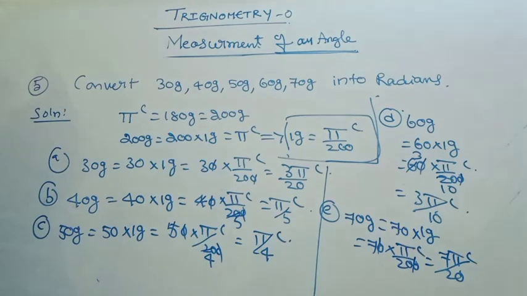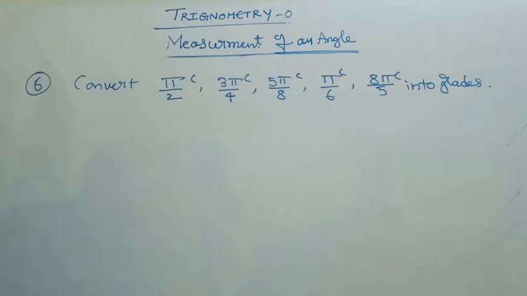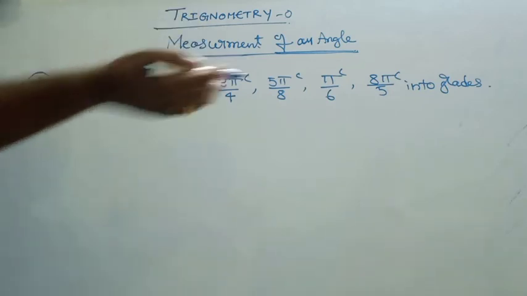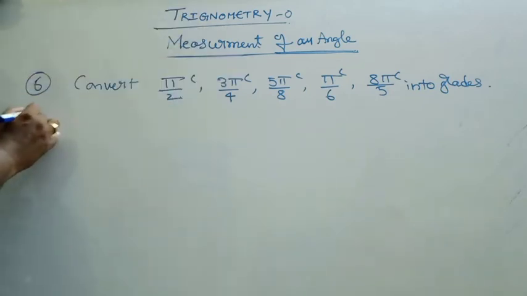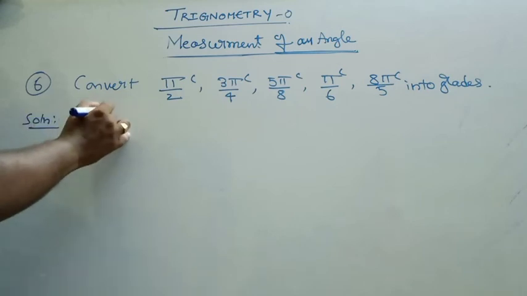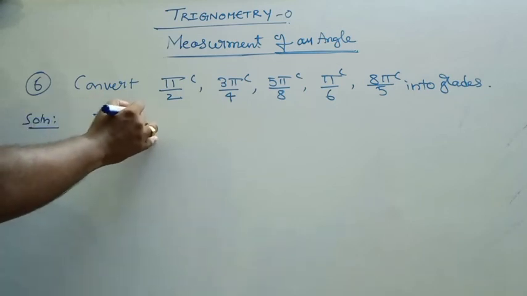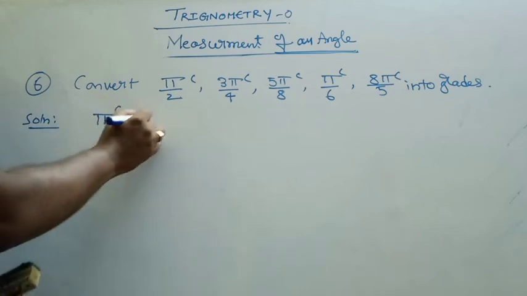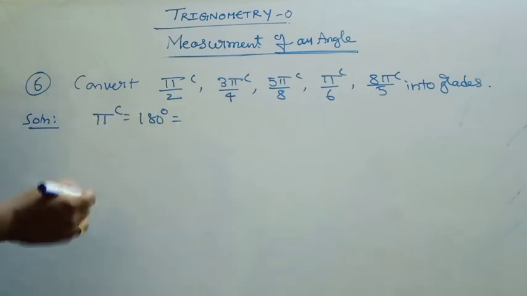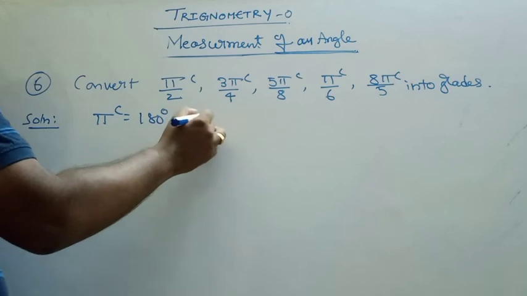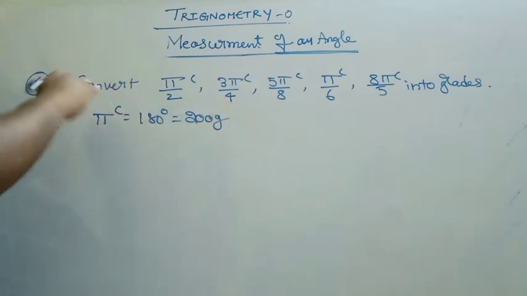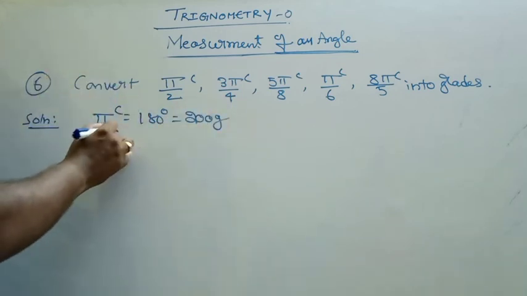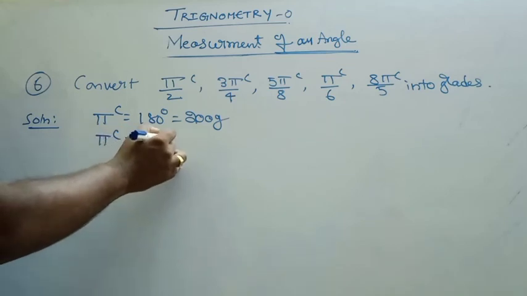In this way beautifully we converted these grades into radians, right? Now the other one which is left is to convert radians into grades, my dear students. How we will convert this: pi radians is equal to 180 degrees. Actually, pi radians is one straight angle, that is equal to 180 degrees, that is equal to 200 grades. Now the relation between radians and grades is pi radians is equal to 200 grades.